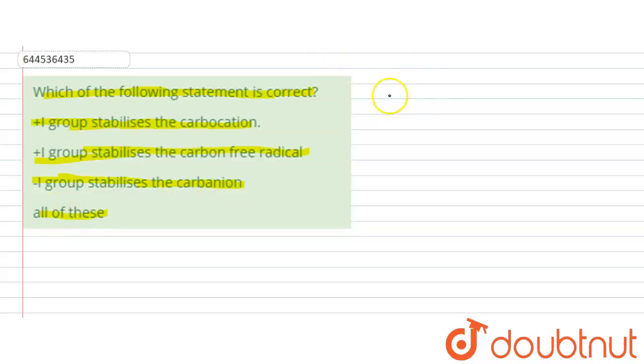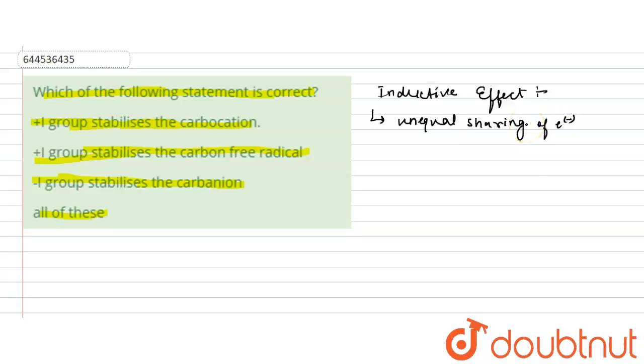So first of all, what is this plus I and minus I? We know very well these are inductive effects. Now what is inductive effect? When does it arise? You know that inductive effect arises in case of unequal sharing of electrons. Due to this effect, the alkyl groups either donate electrons or withdraw electrons. These two things happen when inductive effect is present, among the alkyl groups or any substituted group, which may be electron donating or electron withdrawing.